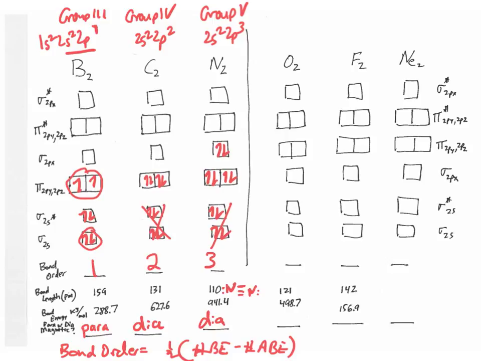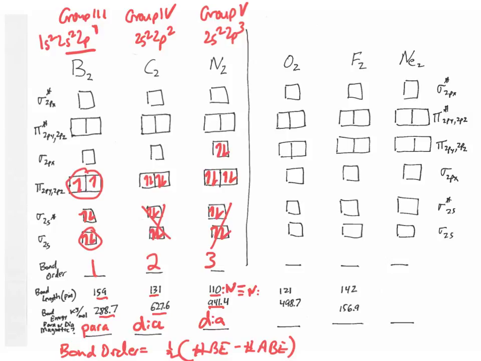So as the bond order increases, we see that the bond length decreases, gets shorter, 159 to 131 to 110 picometers, and makes the bonds harder to break. The bond energies increase from 287 to 627 to 941.